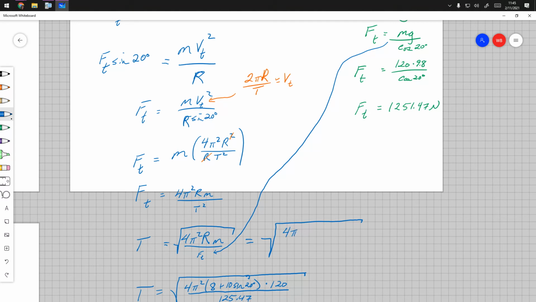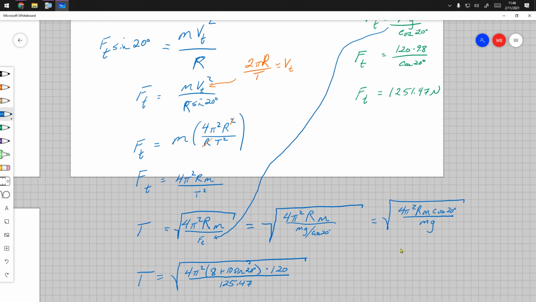Check this out. 4 pi squared r times m over, now let me recopy that, mg divided by the cosine of 20 degrees. Let me clean that up a little bit because I got a fraction in the denominator. That cosine 20 is going to flip up to the top, divided by a fraction. That's the same thing as multiplying by the reciprocal of the fraction. And so that means I'm going to have 4 pi squared r m times the cosine of 20 degrees divided by mg. Wait a second. Hold on.